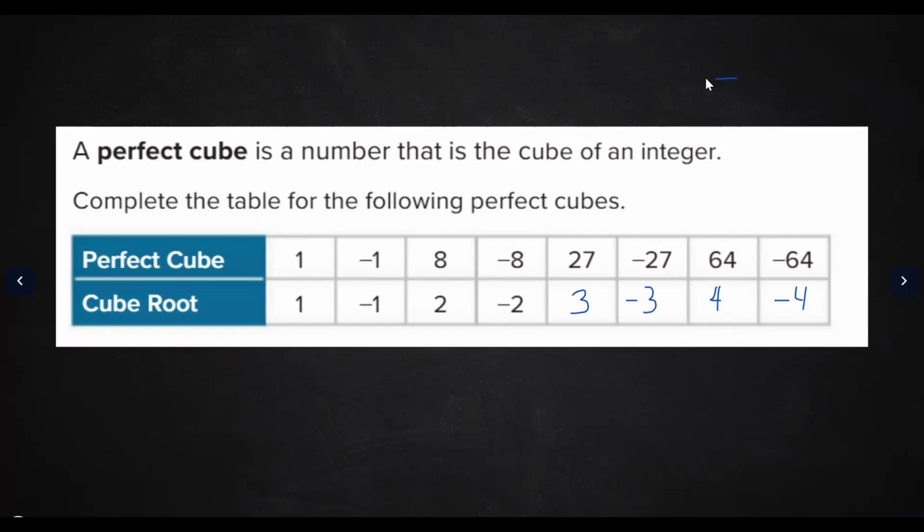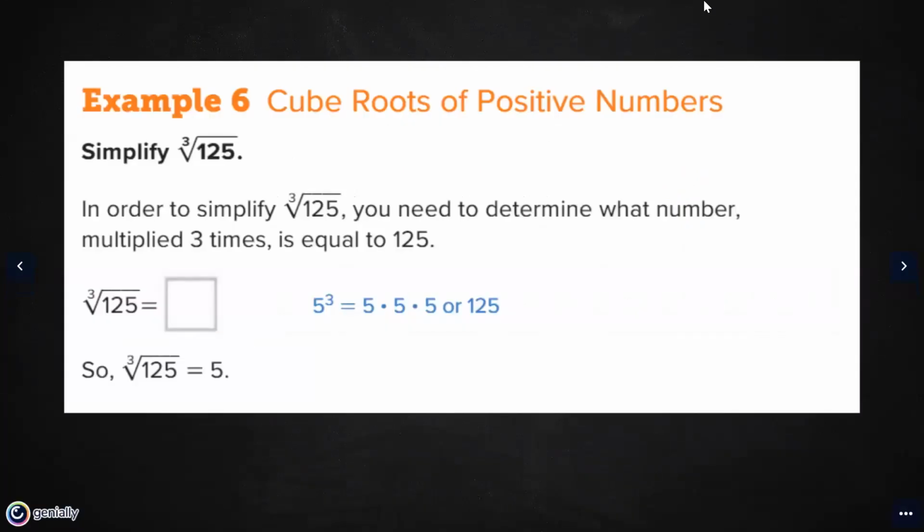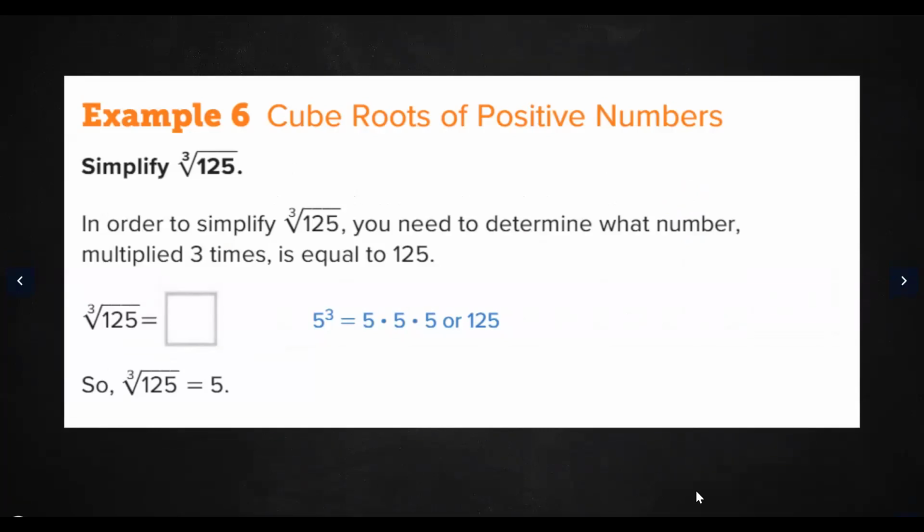Good. Let's continue. Example number 6 asks that we find the cube root of 125. In order to simplify the cube root of 125, you need to determine what number multiplied 3 times by itself is equal to 125. And we have it right here. 5 cubed is equal to 5 times 5 times 5, or 125. So the cube root of 125 is 5.